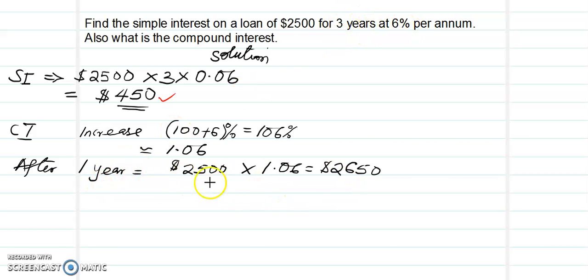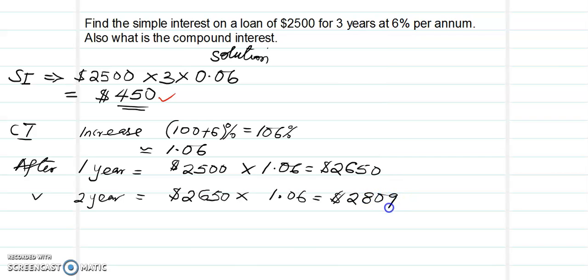So after the first year we have this, then after the second year we still have this amount we have from the first year. We have to also invest it, and we have 2,650 multiplied by 1.06. So what do we have? Check. That gives us $2,809. So we continue like that.